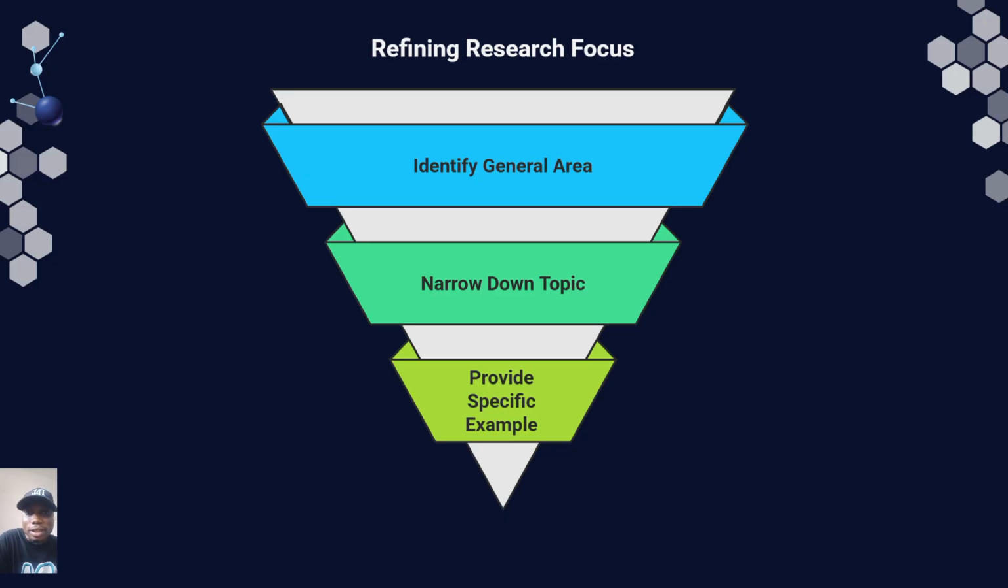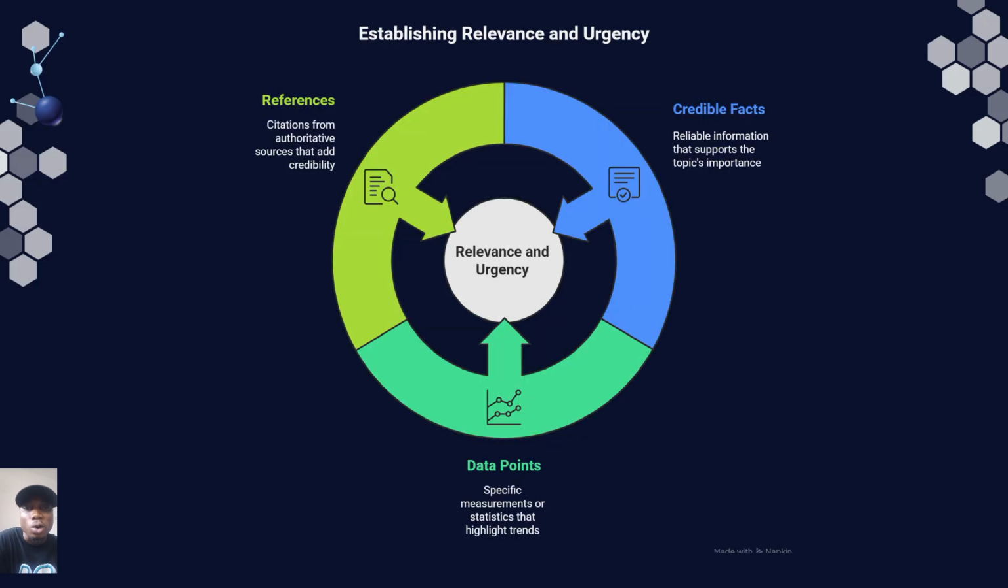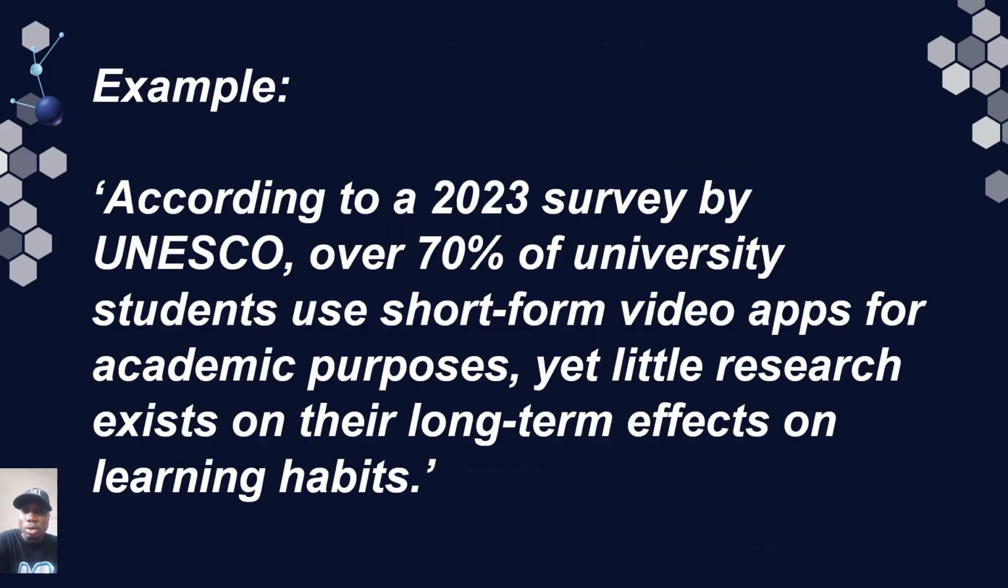The third component is that the background presents key facts or trends. You always have to provide 2 to 3 credible facts, data points, or references, usually statistics, that show the relevance or urgency of your topic. And always support this with citations that are up to date, especially citations from the past 5 years. For example, according to the 2023 survey by WHO or UNESCO, you support those with citations to make it more solid, factual, and relevant, not just a filler.